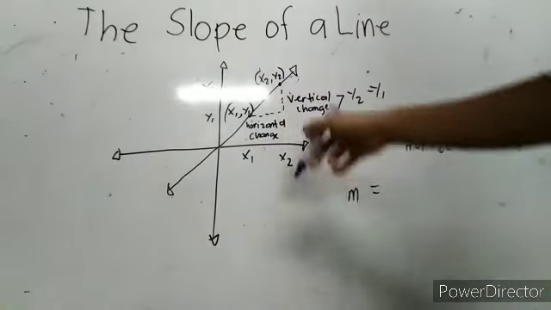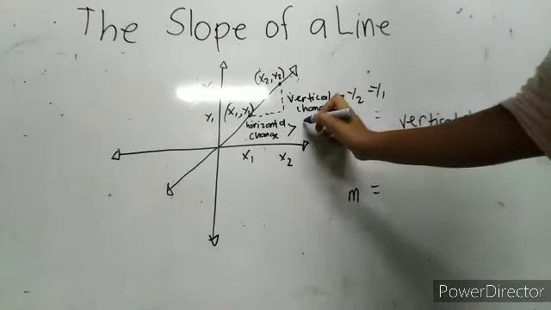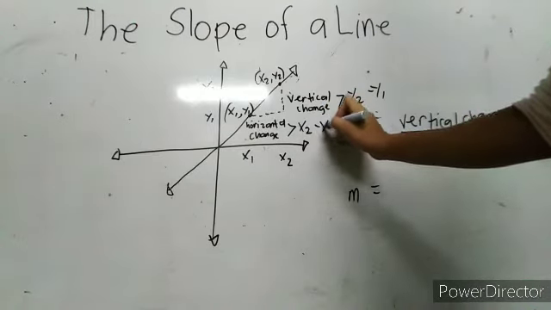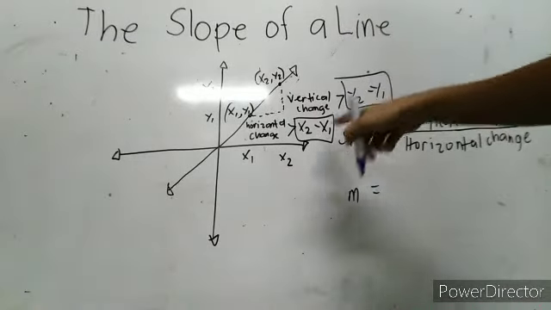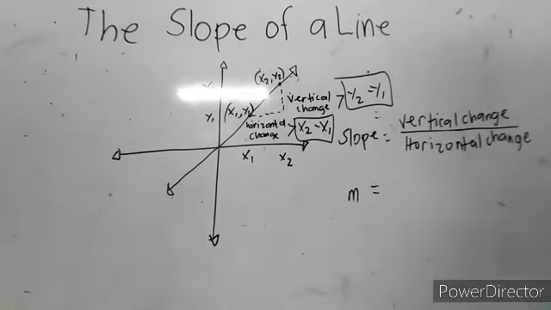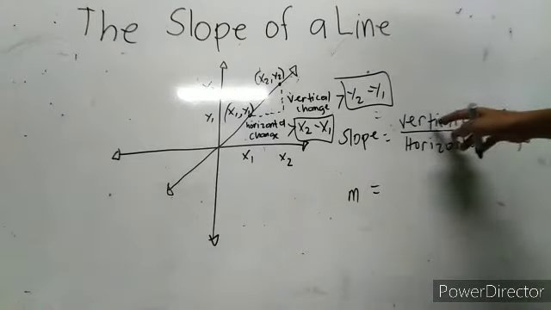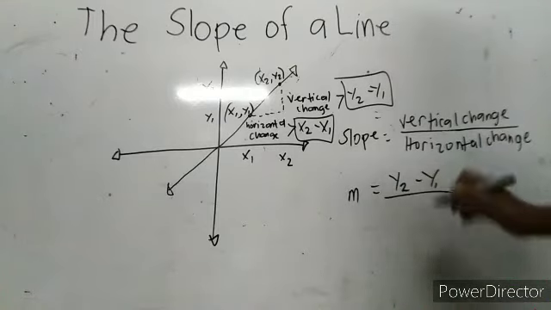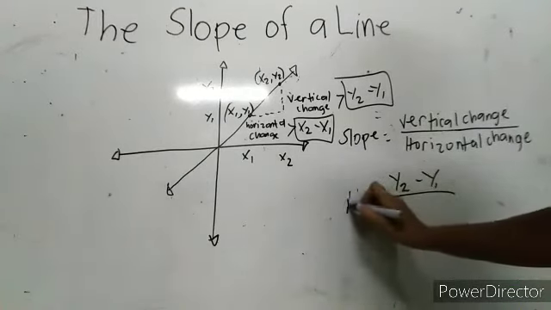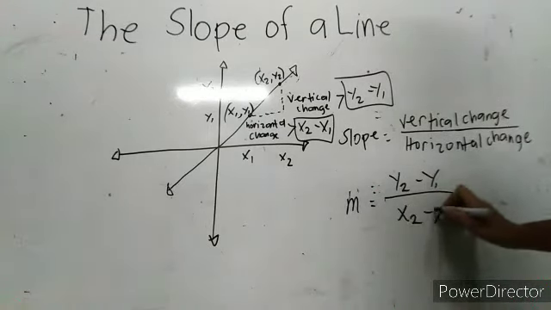Then the horizontal change is x sub 2 minus x sub 1. Okay? This is our vertical change and this is our horizontal change. So let us rewrite the formula and substitute. The vertical change is y sub 2 minus y sub 1, and the horizontal change is x sub 2 minus x sub 1.